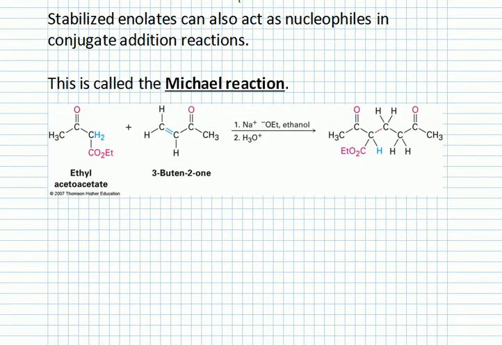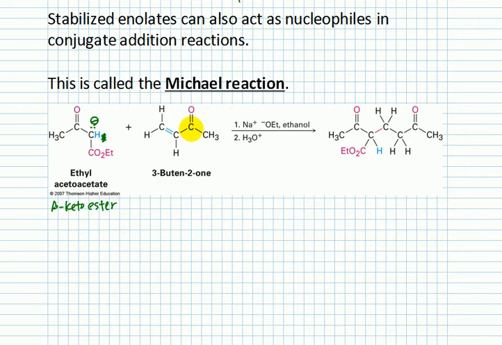So if we have a stabilized enolate, that can act as a nucleophile in a conjugate addition. That's called the Michael reaction. So here's ethyl acetoacetate. It's a beta keto ester. It can make a stabilized nucleophile on the alpha carbon that's between the two carbonyls. So I'll just abbreviate and make that the enolate, just like that. Okay. The enolate will add to the beta carbon of this alpha-beta unsaturated carbonyl compound.